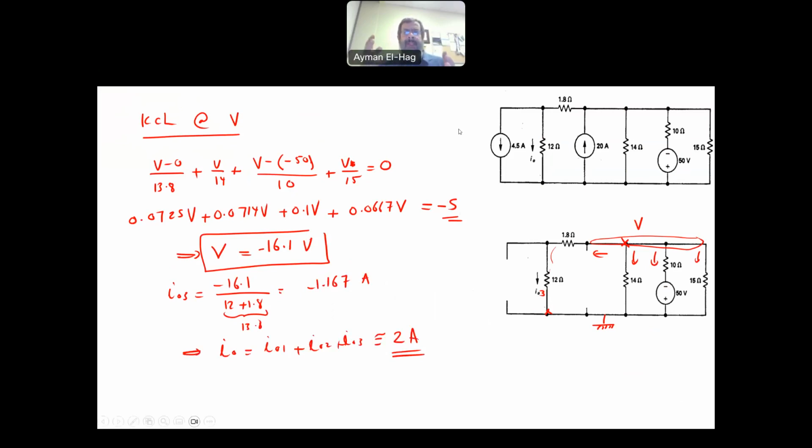So sometimes it's really very, very useful, especially when the circuit is complicated. Removing all these sources except one can sometimes really reduce the complexity of the analysis.